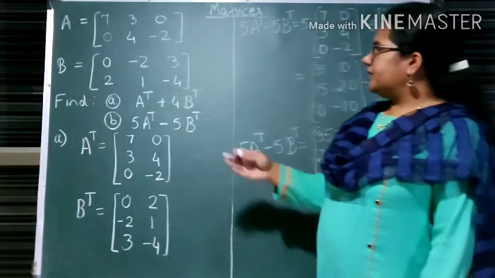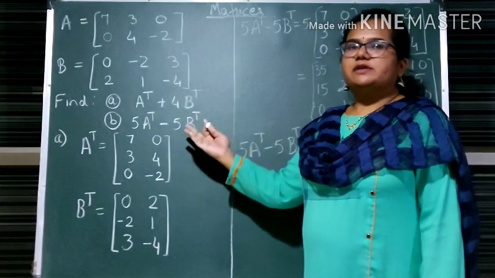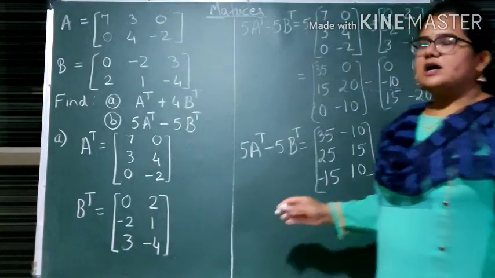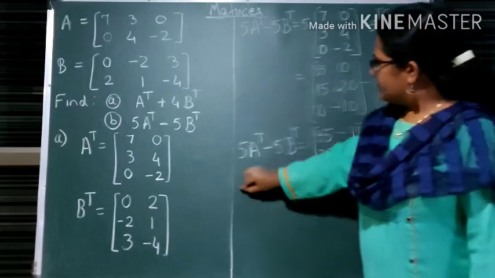So like this you can find the transpose, then according to the given condition multiply the scalar, then add or subtract. You will get the answer. So this is your answer for part B.